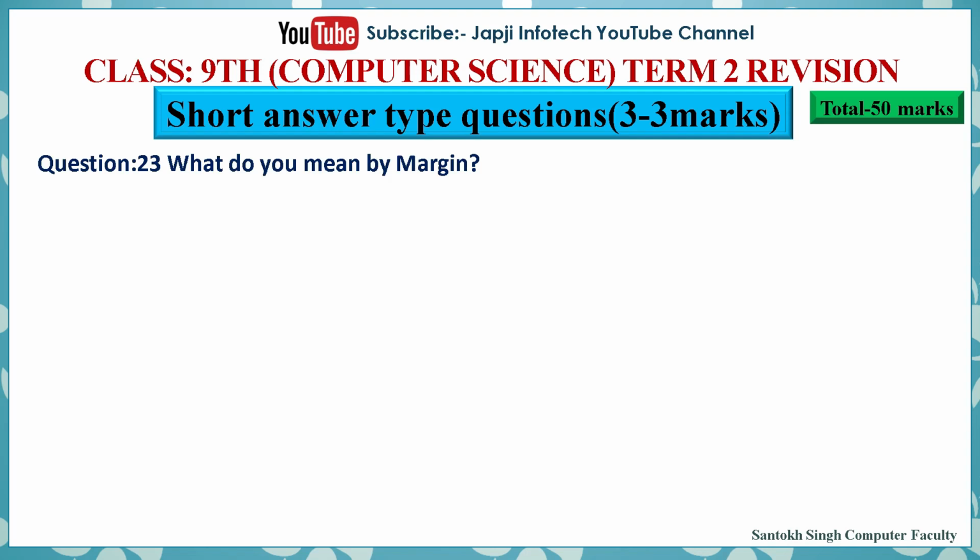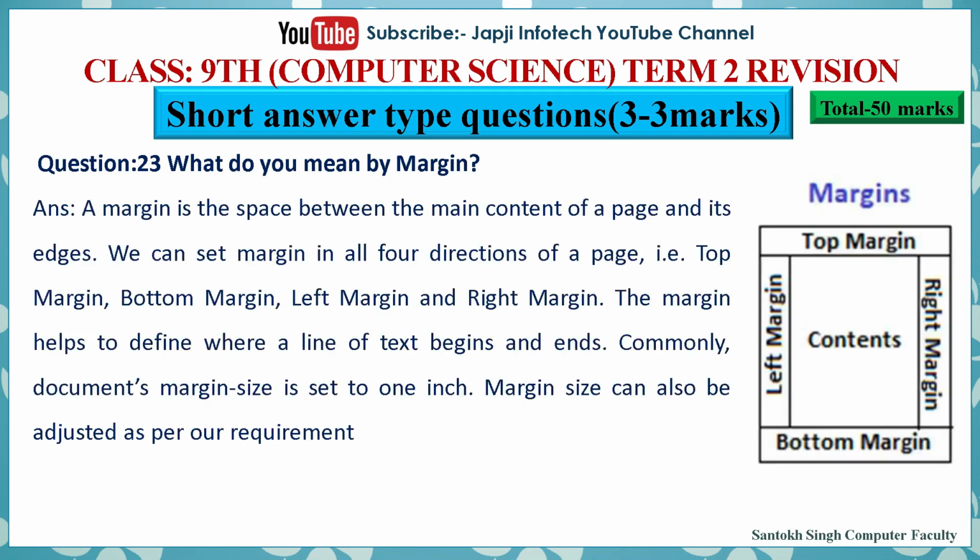And the 23rd question is what do you mean by margin? A margin is the space between the main content of a page and its edges. We can set margins in all four directions of a page, that is top margin, bottom margin, left margin, and right margin. The margin helps to define where a line of text begins and ends. Commonly, document margin size is set to 1 inch. Margin can also be adjusted as per our requirement.